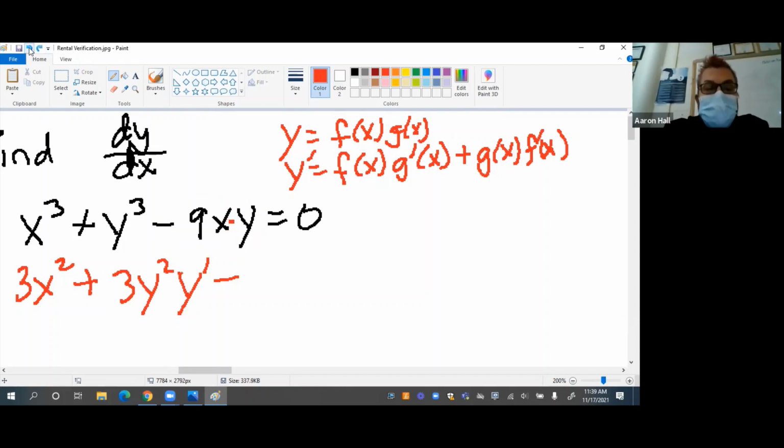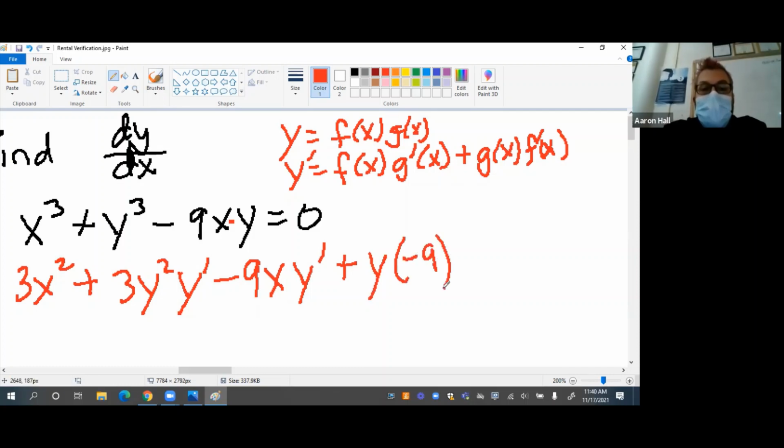So then it would be minus 9x, that's our first function, times y prime, plus y times minus 9, equals 0. Good work. Okay, now what? Well, we still need to solve for y prime. That's our next step.